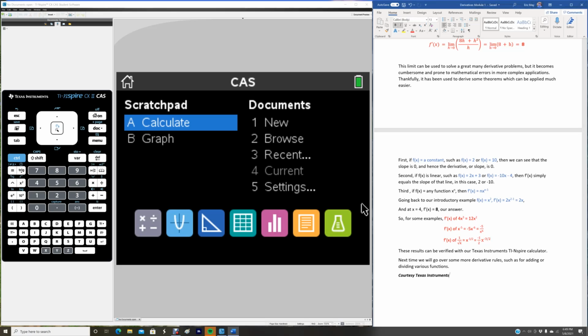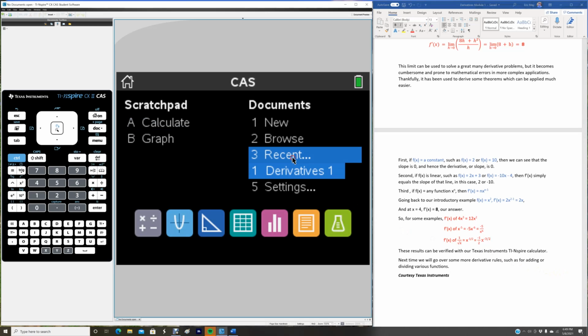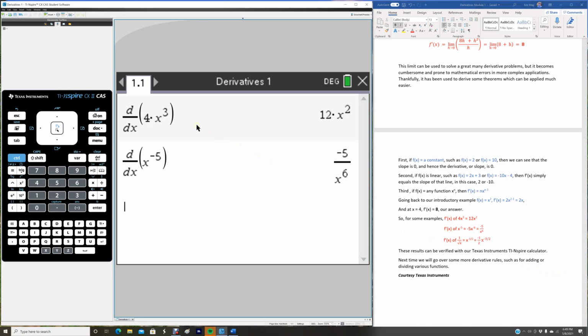Now all of these results can be verified with our Texas Instruments TI-Nspire calculator. I have some of them set up here right now. You can see here I put the first one, d/dx. That's another way of saying f prime of x. d/dx of 4x cubed equals 12x squared, which is what we have over here. And d/dx of x to the negative 5 equals negative 5 over x to the 6th, also what we have over here. So let's try 1 over the square root of x.